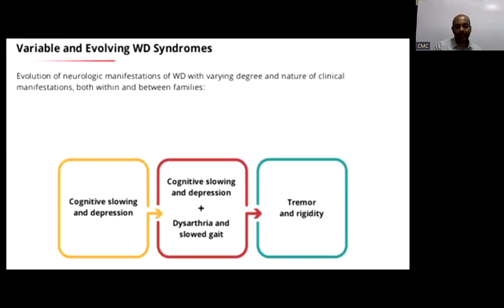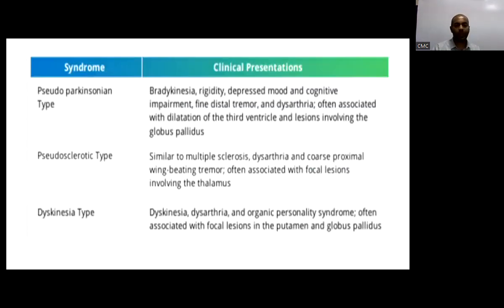So as we have seen, it usually evolves. Initially there may be some depression, dysarthria, slow gait. Later on, the movement disorder, tremor, rigidity, etc. develop. The neurological presentations have been classified into 3 types: pseudo-Parkinsonian type, pseudo-sclerotic type, and dyskinetic type.